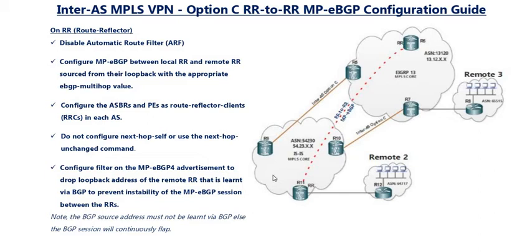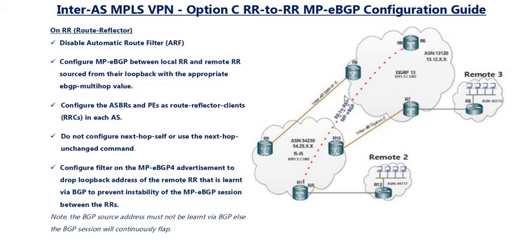The same thing you need to do on this route reflector: disable the automatic route filter in order to get this single MP-BGP table to allow all VRF entries coming from the other end to be installed in that global MP-BGP table. The next is to configure your MP-BGP between the RRs, that is, in your address family MP-BGP peering. You need to do the peering between their loopbacks.